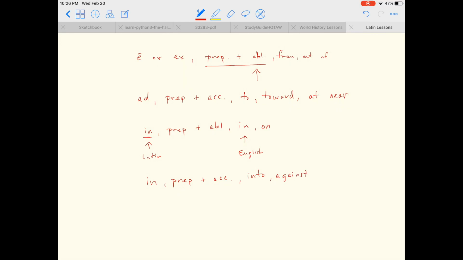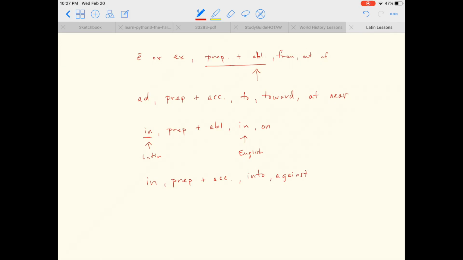Okay? So a good rule of thumb to adopt here is to start paying attention. When you see prepositions, start paying very close attention to the definition. Start making good use of your glossary.